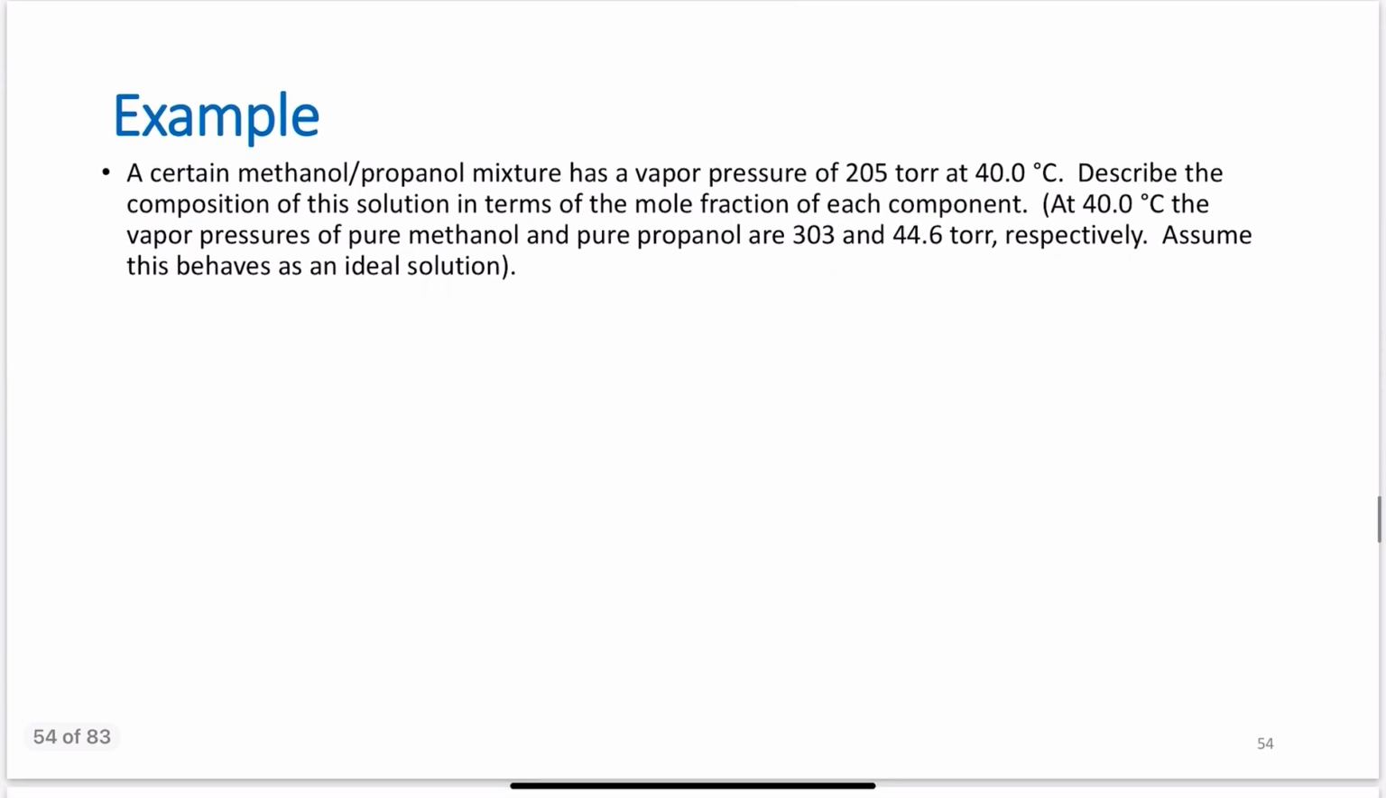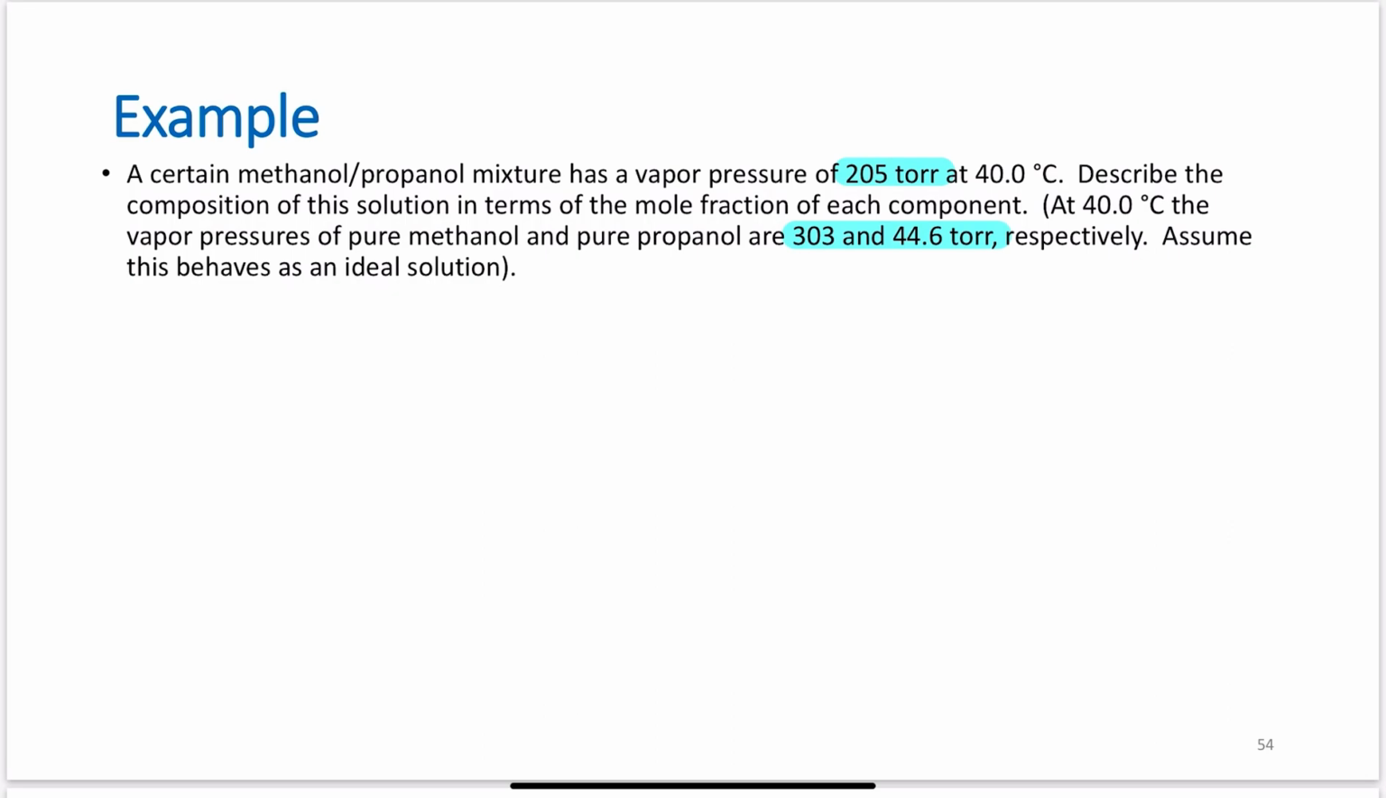Let's work a slightly more difficult example. A certain methanol-propanol mixture, so we've got methanol-propanol again, has a vapor pressure of 205 torr at 40 degrees C. Describe the composition of the solution in terms of the mole fraction of each component. At 40 degrees C, the vapor pressures of pure methanol and pure propanol are 303 and 44.6 torr respectively, and assume this behaves as an ideal solution.